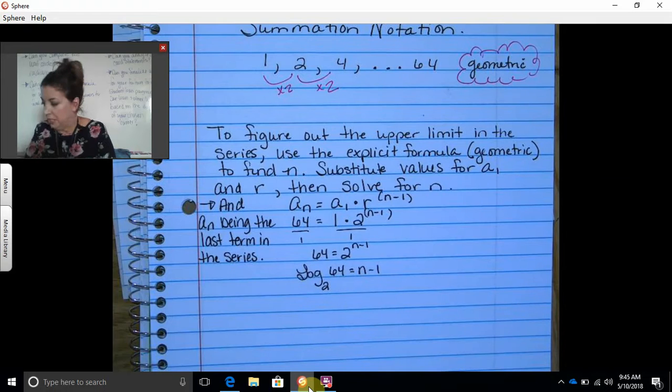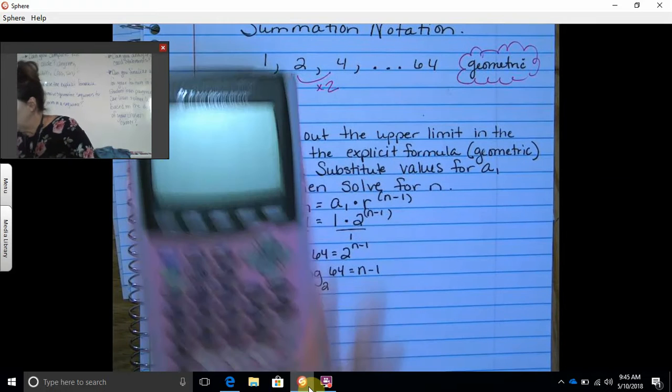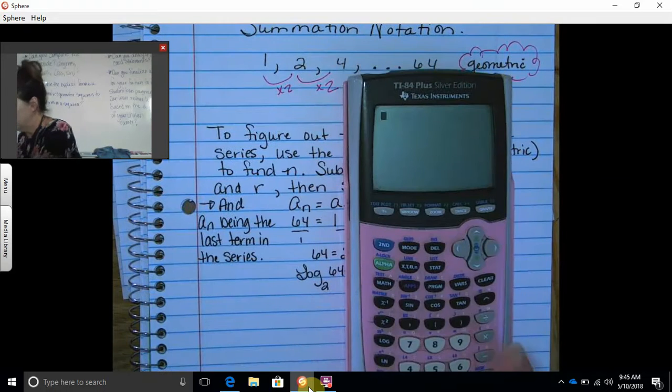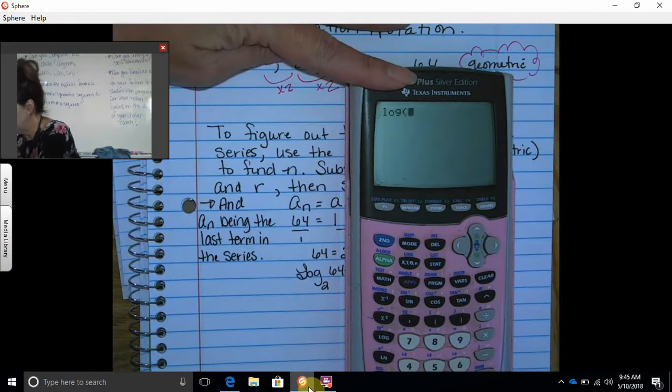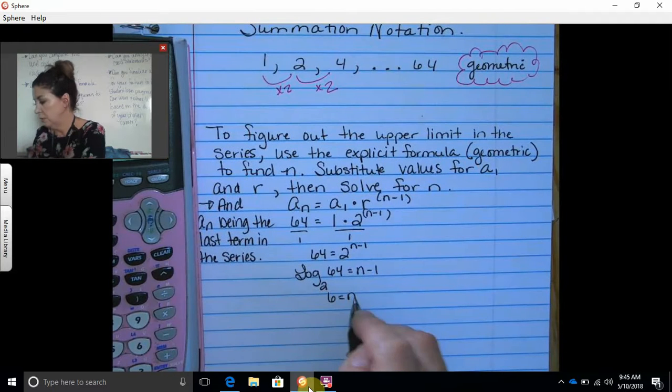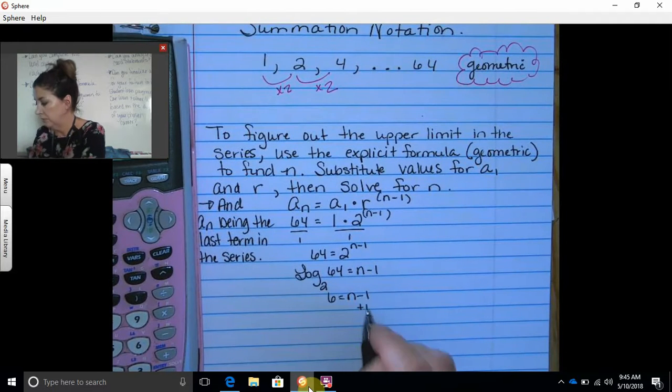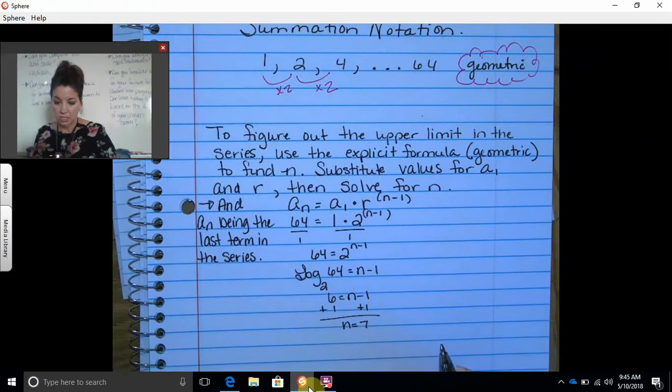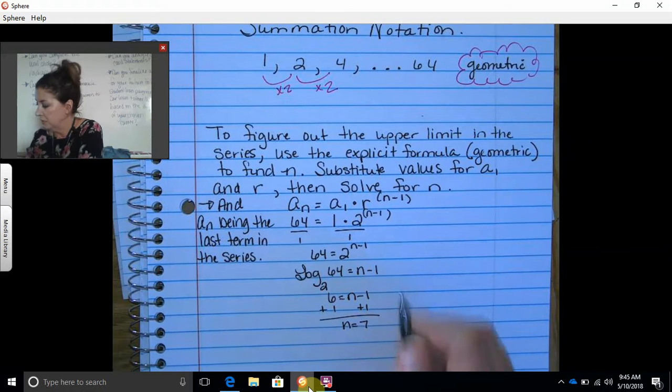Of course, we do change of base. So change of base is log, what number do we put in first? 64, and then we close parentheses, divide by log of 2, and that is 6. So 6 equals n minus 1. Add 1, n equals 7. So our upper limit is 7. There are 7 terms in the series.